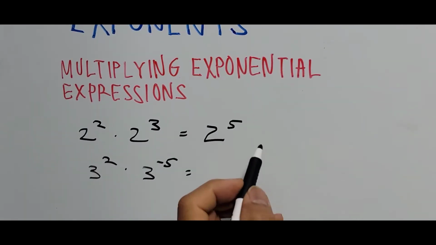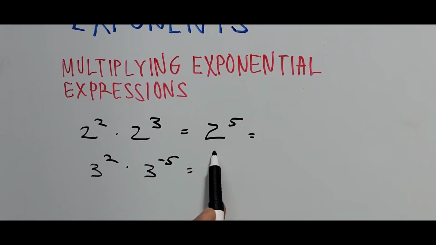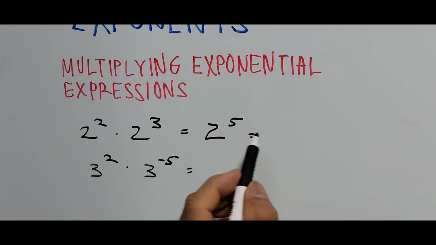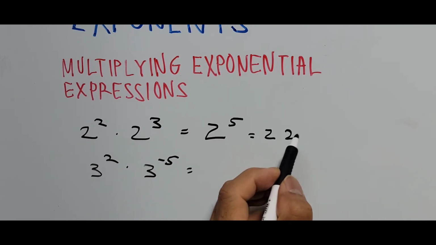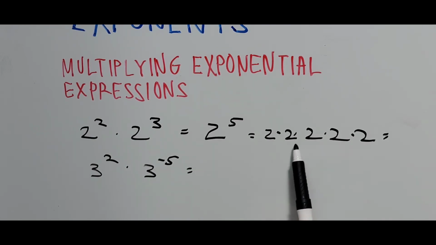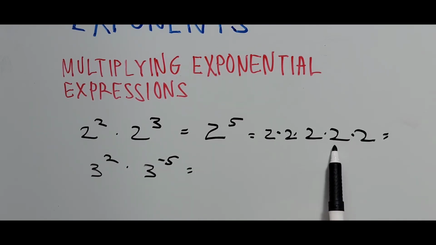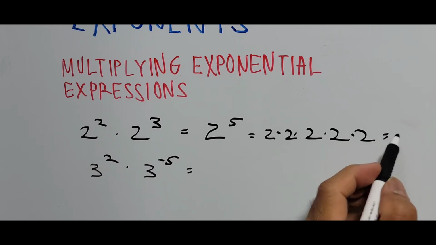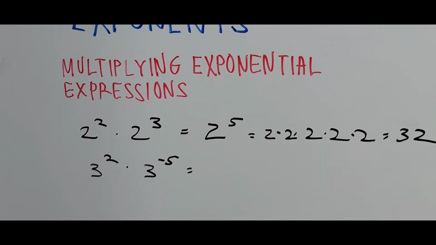So the answer is 2 to the 5th, or you're multiplying the base by itself 5 times. That's what it means by 2 to the 5th power. So that's 1, 2, 3, 4, 5. The answer is 2 times 2 is 4, times 2 is 8, times 2 is 16, times 2 is 32. So that's the answer on that one.